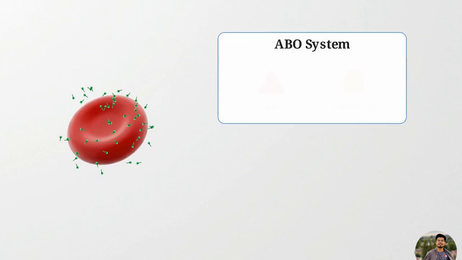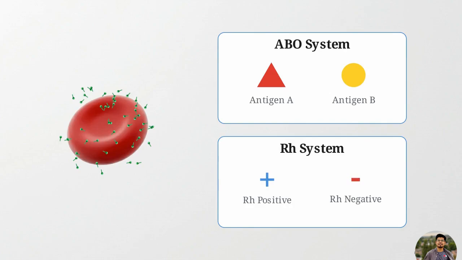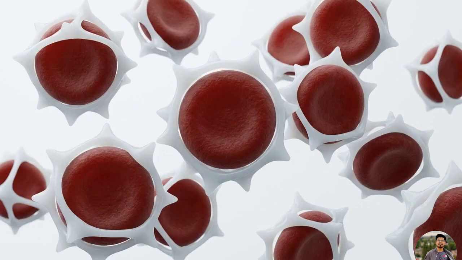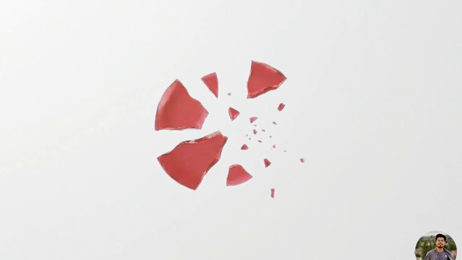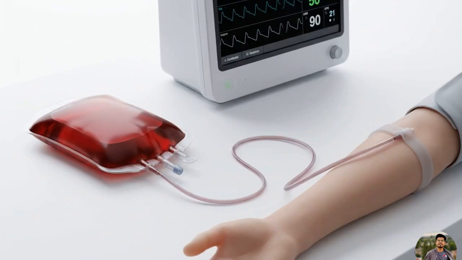But when it comes to clinical medicine, two specific classification systems demand our immediate attention: the ABO system and the RH system. If a patient receives the wrong blood type during a transfusion, their body's immune system recognizes the donor cells as foreign invaders. The recipient's antibodies will immediately bind to and destroy those introduced red blood cells. This destructive reaction can be fatal. Accurately matching the donor and recipient blood types is the strict, non-negotiable requirement for preventing severe transfusion reactions.